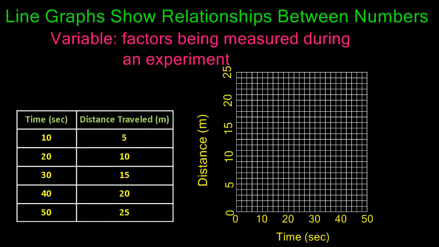Now we're ready to start putting our data points onto our graph. Let's look at our first data set. It's highlighted in red here. So we have 10 seconds, the object traveled 5 meters over that 10 seconds. So we'll need to move 10 seconds over on our x-axis and 5 meters up on our y-axis. This will give us our first data point here.